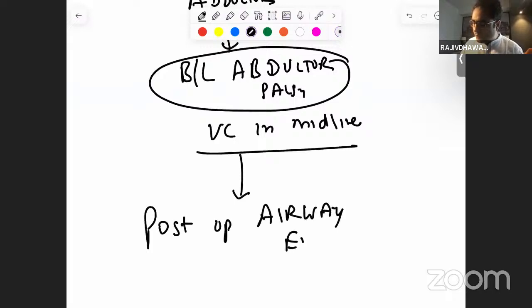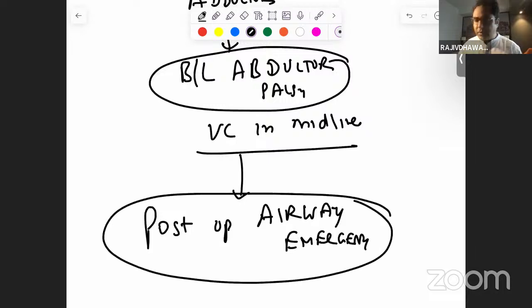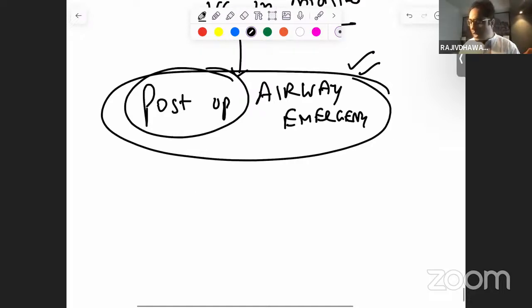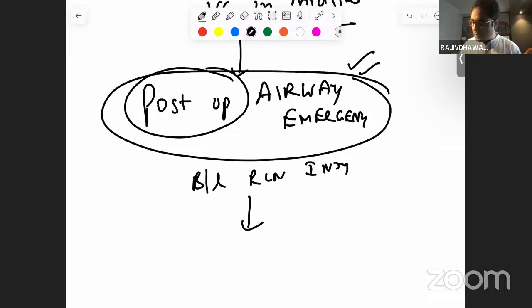Let me tell you one beautiful NEET PG question, beta. It can be asked in FMG also. After thyroid surgery, if breathing is a problem, it's a case of bilateral recurrent laryngeal nerve injury. Very possible question in NEET PG and FMG. If there is an airway emergency immediately after thyroid surgery, bilateral RLN injury is the answer, beta. So how to solve this? The immediate life-saving treatment will be tracheostomy.